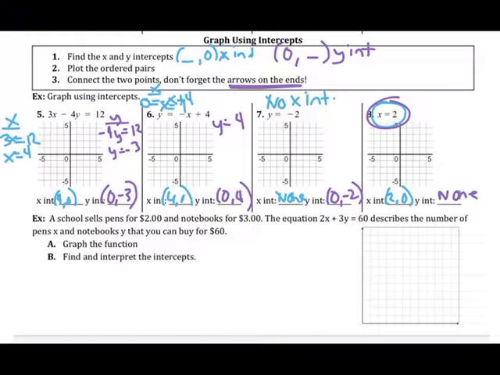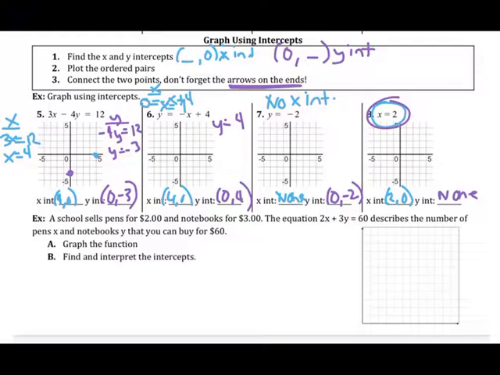Now, we're going to go back and plot each of those points and connect them. So (4, 0), 4 to the right, 0 up or down, and (0, -3). Then we're going to connect those to the best of our ability with a straight line.